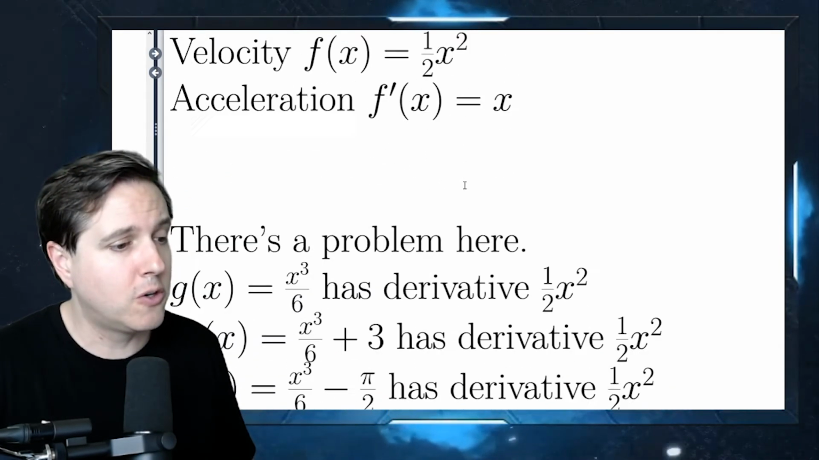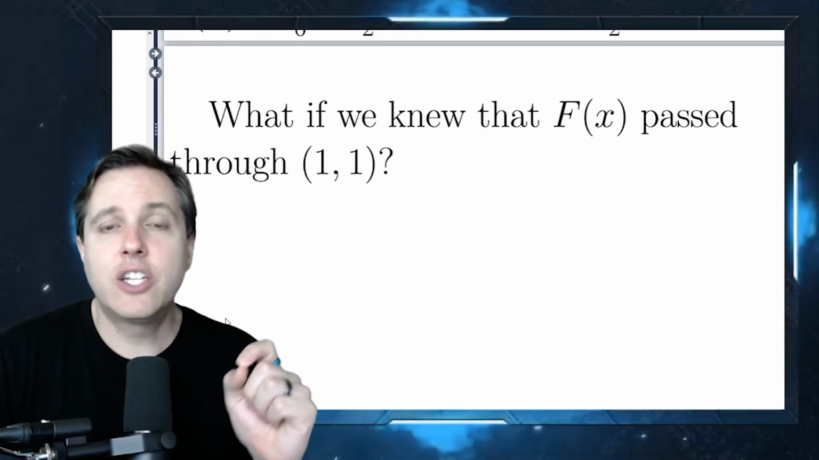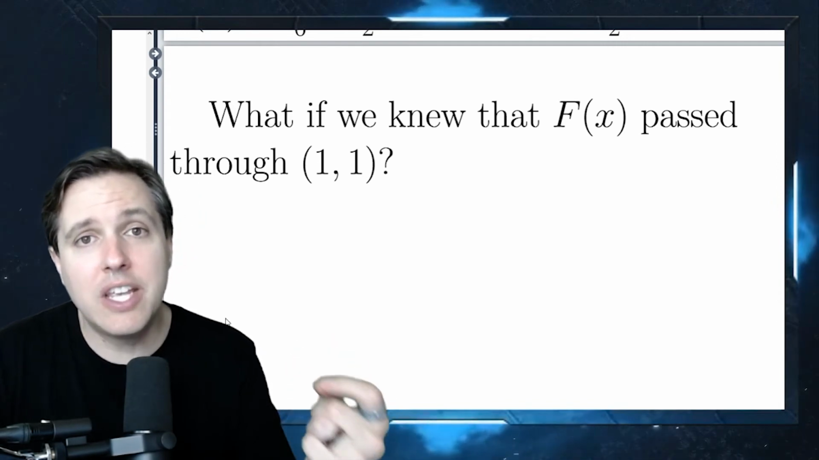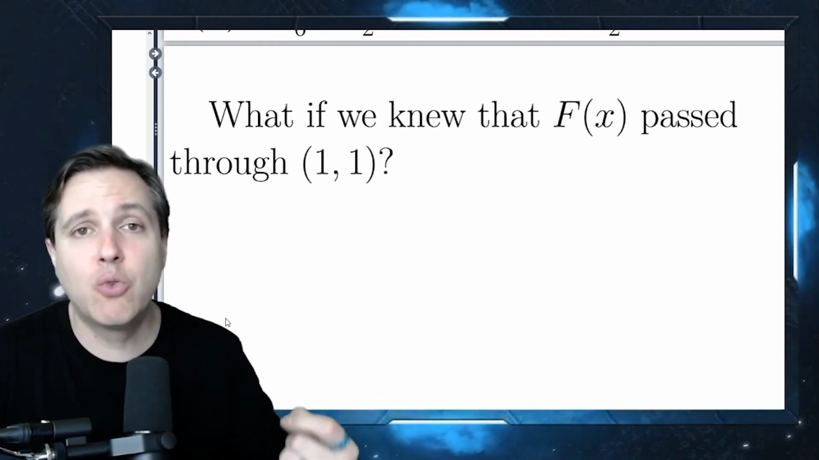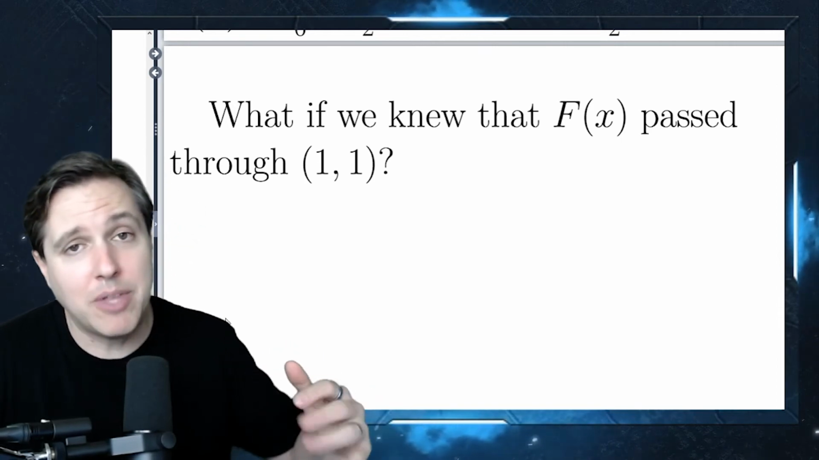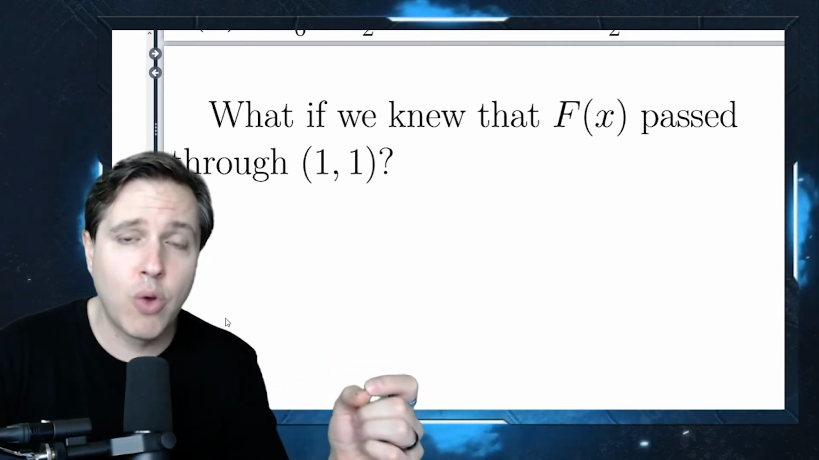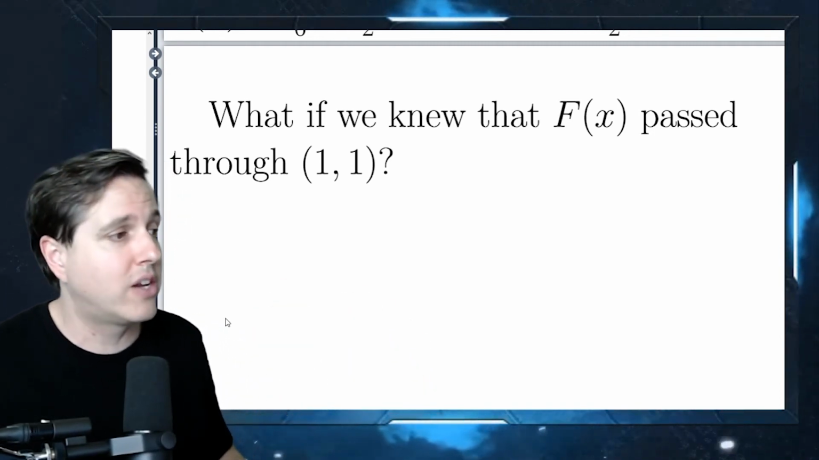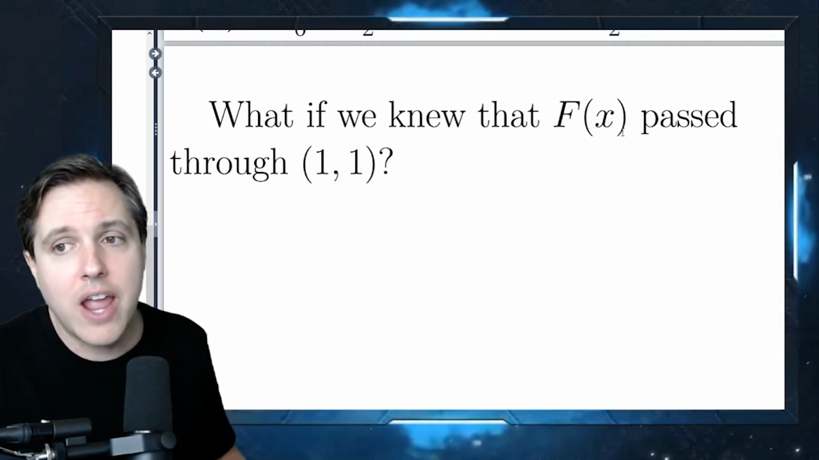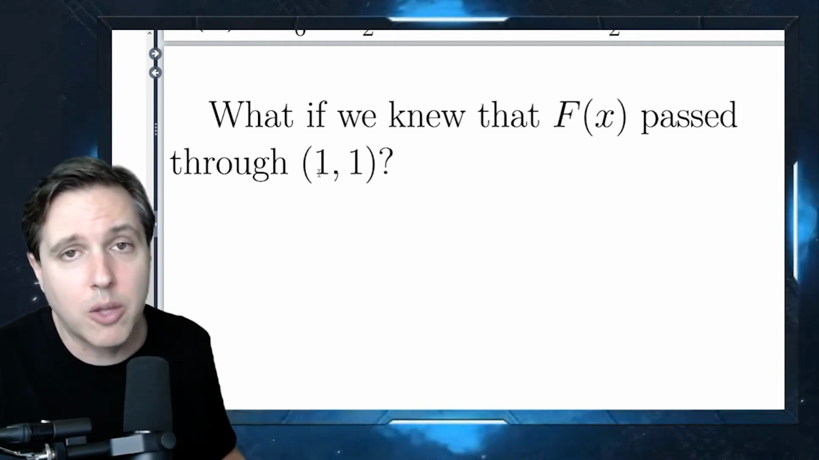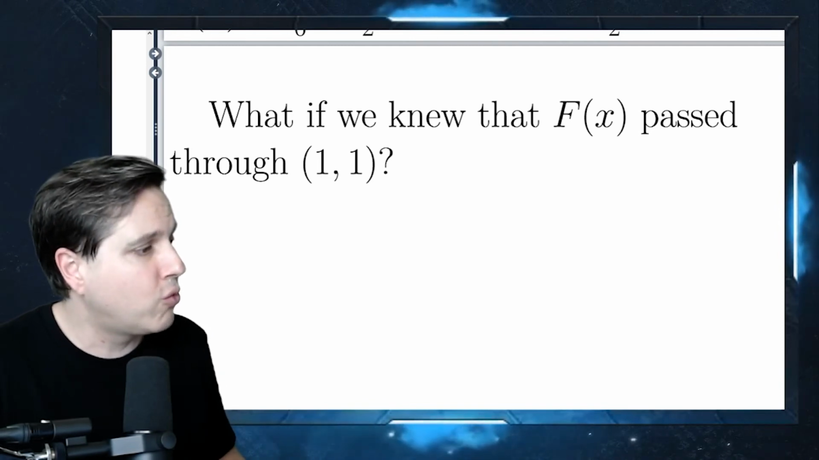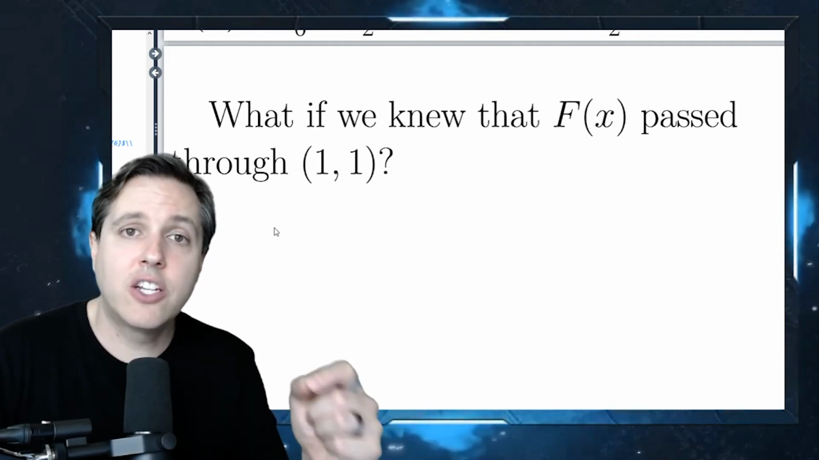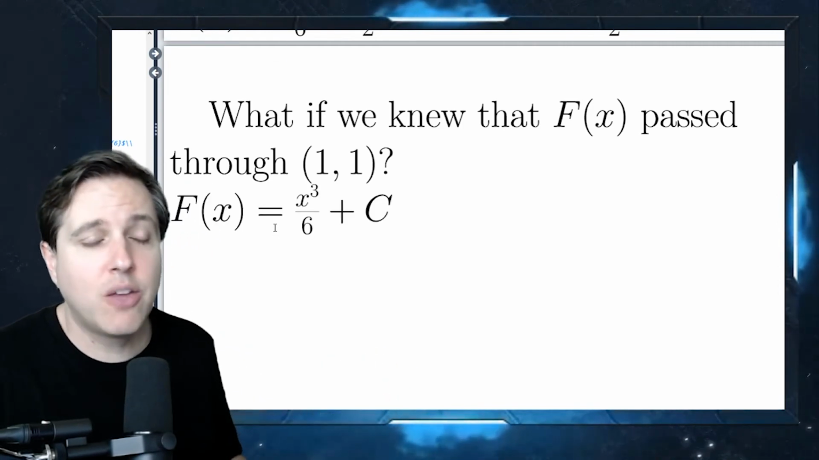So if we are given additional information, then we can go through and figure out exactly which of those infinite number of functions is the exact one. I mean, they all have the right derivative, but we want to know which is the right one for the problem that we're working on, the thing that we're trying to figure out. So what if we also knew that our antiderivative passed through the point 1, 1? Could we use that additional information to go through and figure out exactly what our value is for c?